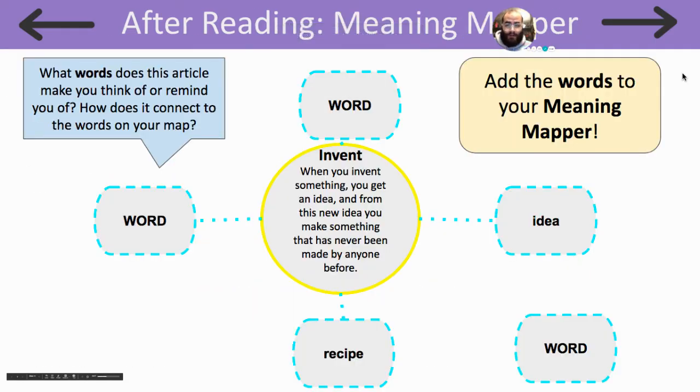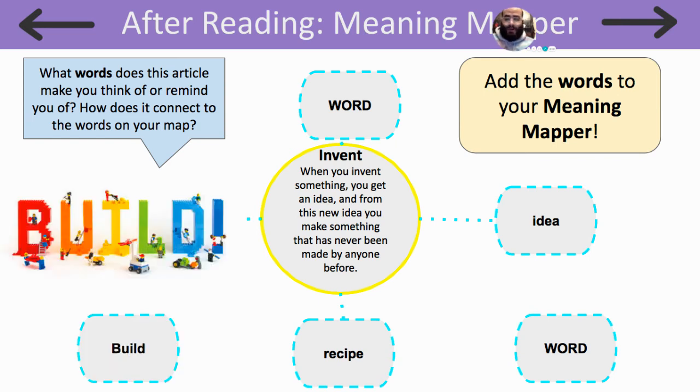Now, the last thing we have to do is look at our meaning mapper. So here's our meaning mapper. Again, our focus word has been invent. And when you invent something, you get an idea. And from this idea, you make something that has never been made by anyone before, such as the bicycle, such as the telephone, which we looked at yesterday. And the words we had in our meaning mapper are idea and recipe because they are related to this word invent. What other word could we add to our meaning mapper?